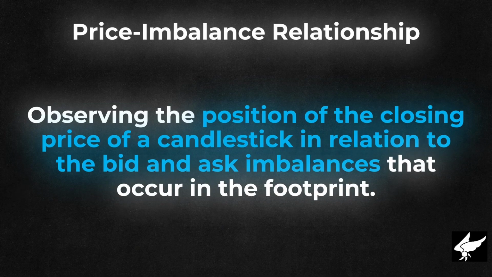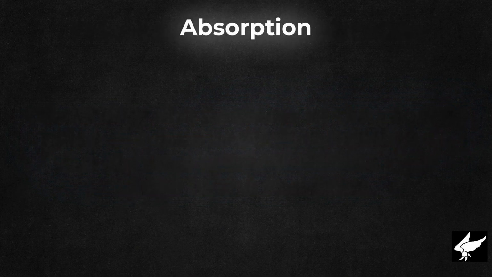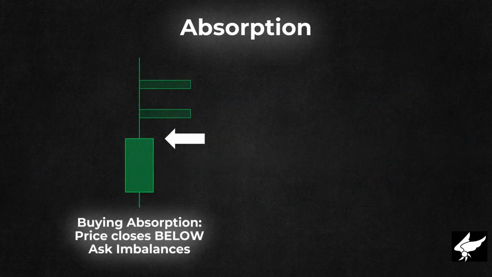Let's observe the absorption pattern. If you see price closing below an ask imbalance, the interpretation is that buyers are being absorbed by sellers. Since an ask imbalance generally means buying aggression, price action should confirm that by closing above it. When it doesn't, we can infer that sellers are absorbing the buyers.